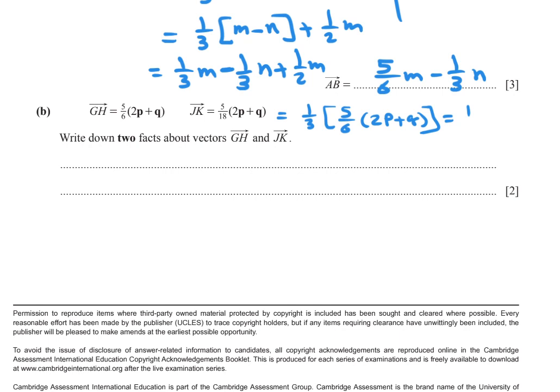So this means JK equals 1 over 3 times GH. So they are parallel vectors. The second fact is that the magnitude of JK is 1/3 the magnitude of GH.